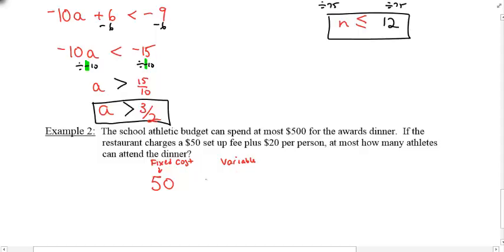Variable because we don't know how many people come. In this case, it's $20 for each additional person, or each person. So 20, and maybe I'll use n, that stands for the number of people. So always identify a variable. N is the number of athletes. So our cost here of 50 plus 20n is at most 500. Now, when I use the word at most, what symbol should I use? Is it greater than? Is it less than? Is it greater than or equal to? Or less than or equal to? Well, at most means that the biggest it could be is 500, but it can also equal 500. So this less than or equal to is the winner.